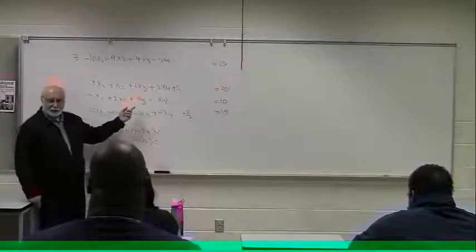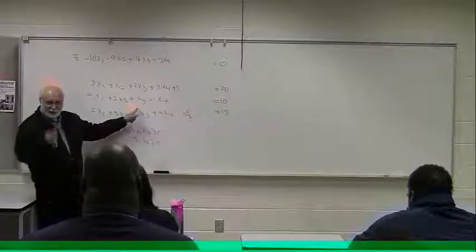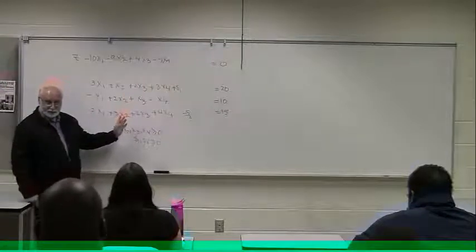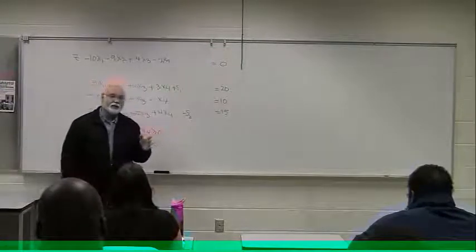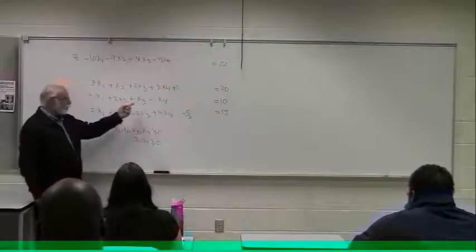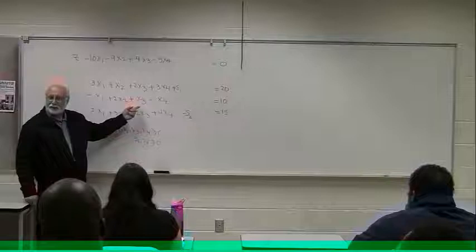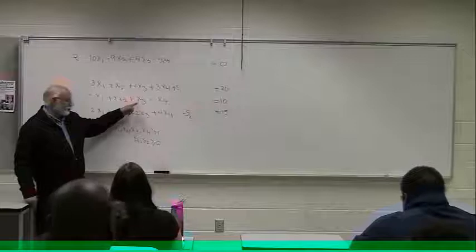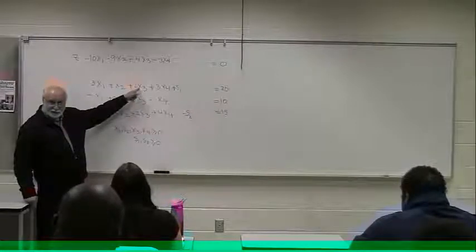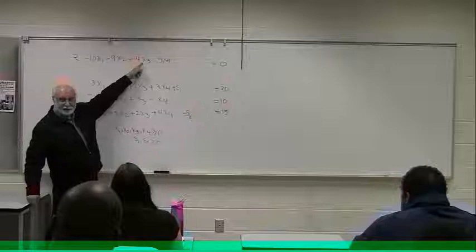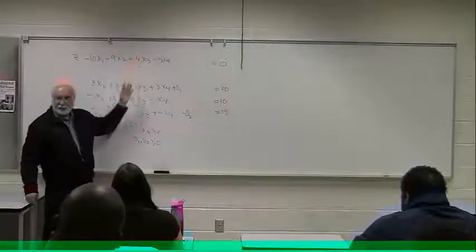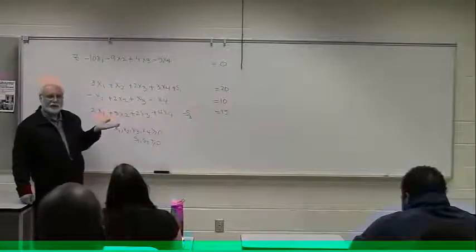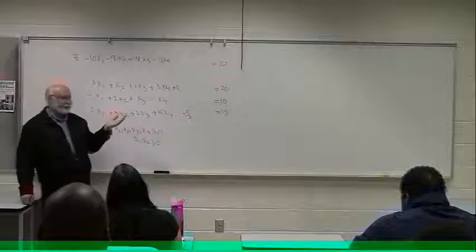X3 is not a good candidate because, true, it's here with a coefficient of 1, but it exists in other places. Can I make X3 a basic variable? Yes. You can make X3 a basic variable, but you have to do something. You have to do row operations to get rid of X3 in here, there, and there. If you do that, X3 becomes a good candidate for a basic variable, but that's a long shot. Okay?